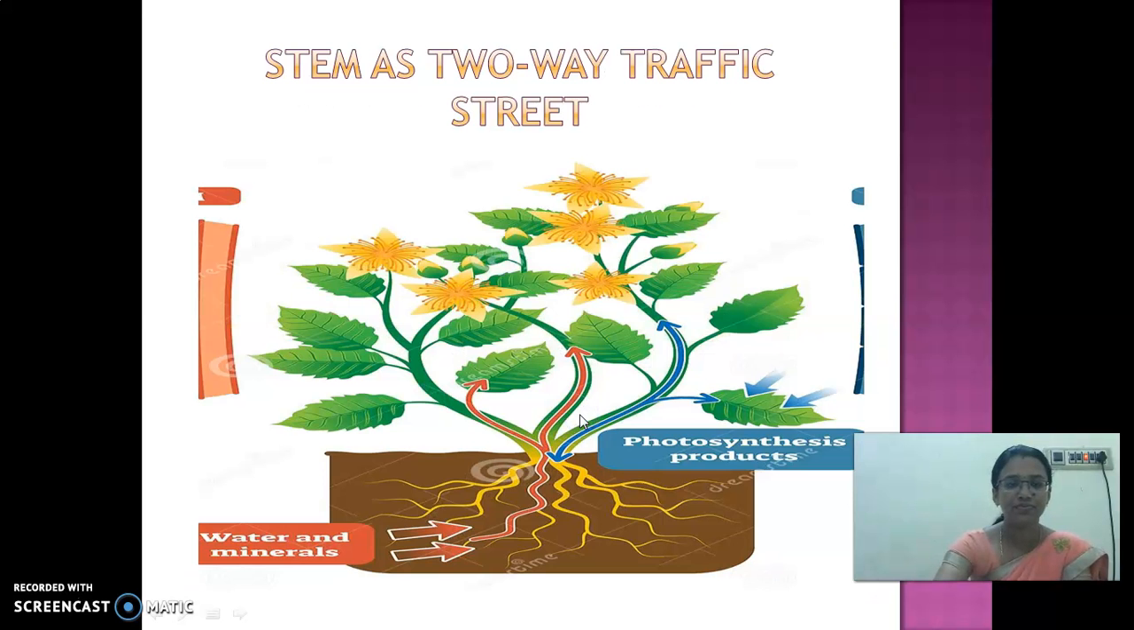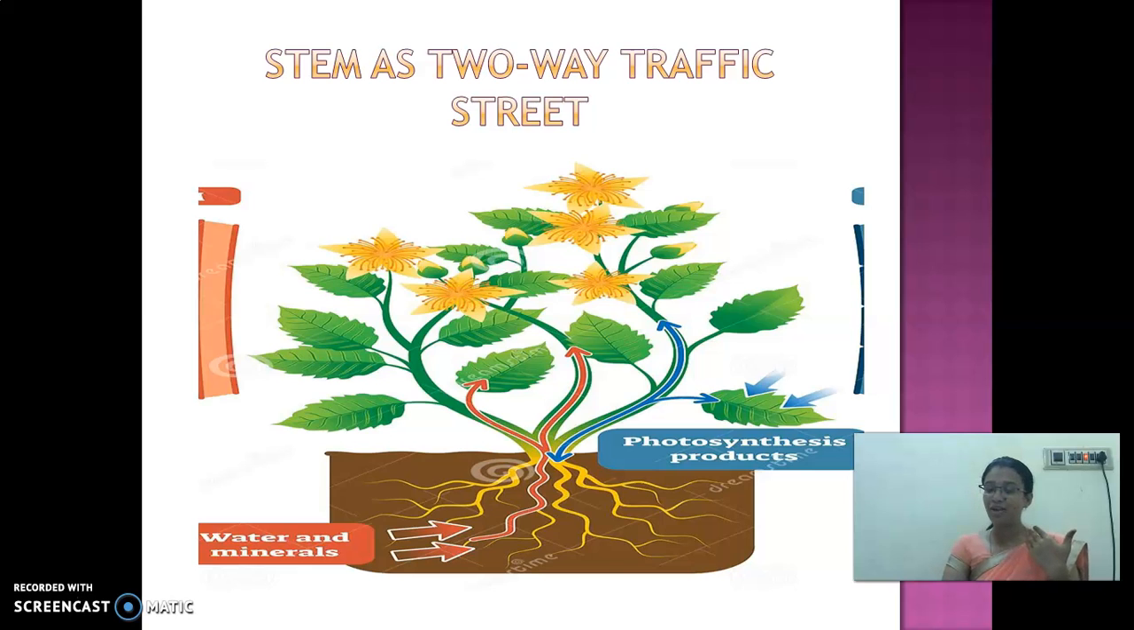And then look at here, stem as a 2-way traffic street. What is it, children? Stem as a 2-way traffic street. What do you mean by this, children? What do you mean by two-way traffic? One may go front, one may come this side. Front and back, right? Two-way. So here, stem acts as a two-way traffic street. That means they can go and come back. Two-way means you can go and come back on that way itself. One way means you can only go, not come back.